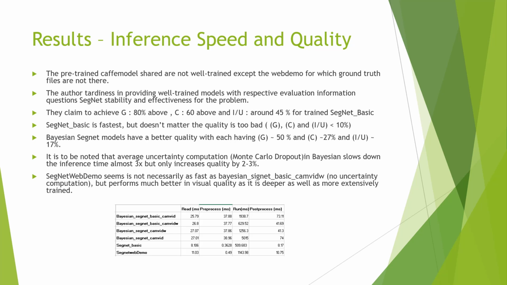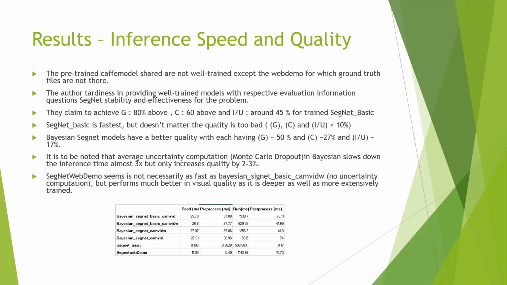The basic SegNet models have a better quality, each having a global accuracy of 50%, class average accuracy of 27%, and intersection over union of 17%. It is to be noted that the average uncertainty computation for Monte Carlo dropout Bayesian slows down inference almost 3x but only increases the quality by 2 or 3%.